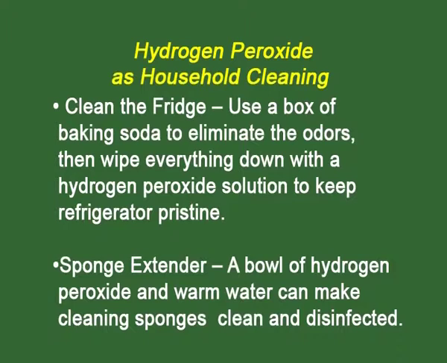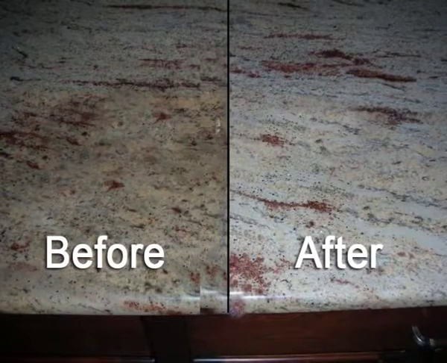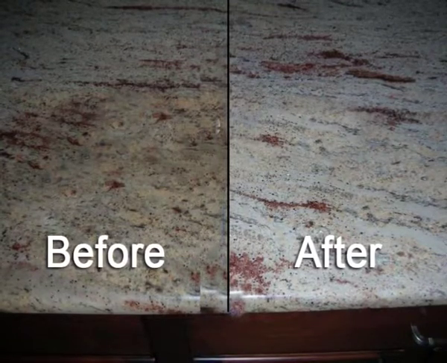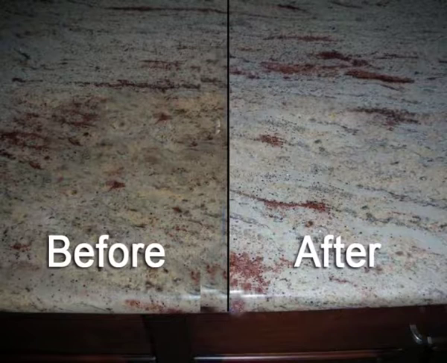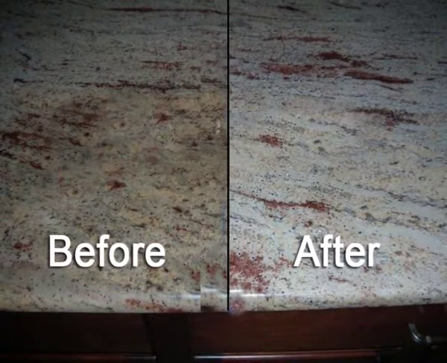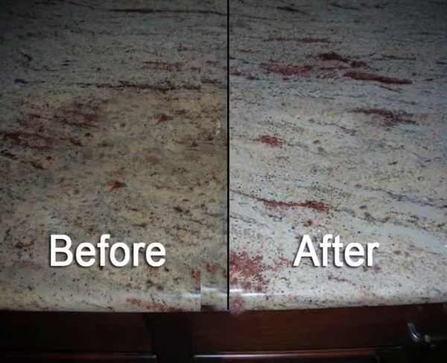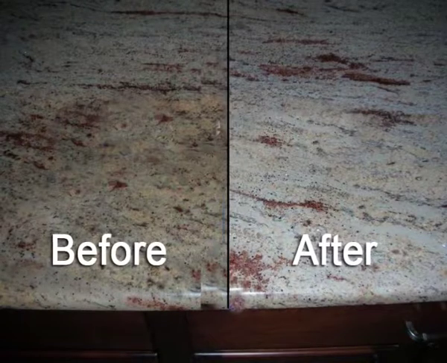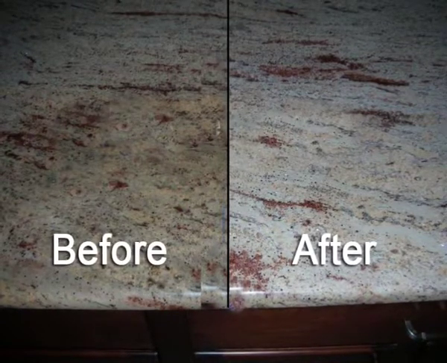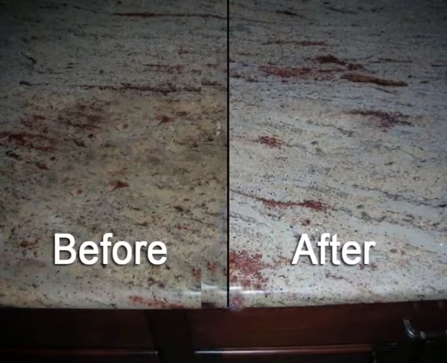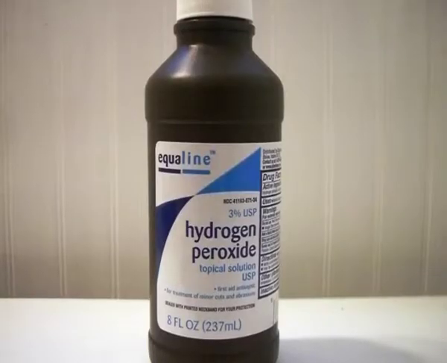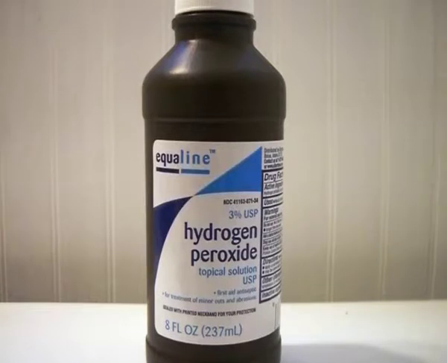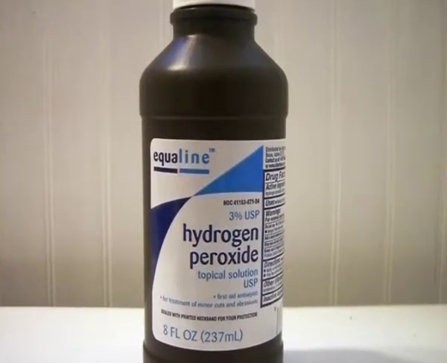A bowl of hydrogen peroxide and warm water can keep cleaning sponges clean and disinfected. It is also used for countertop care and food preparation. Hydrogen peroxide is a versatile tool for maintaining clean, healthy countertops. It can be used to eliminate stains, added to clean cutting boards, and sprayed on foods to keep them stain-free before and after cutting and chopping. It has also been shown to kill E. coli and Salmonella bacteria on these surfaces.